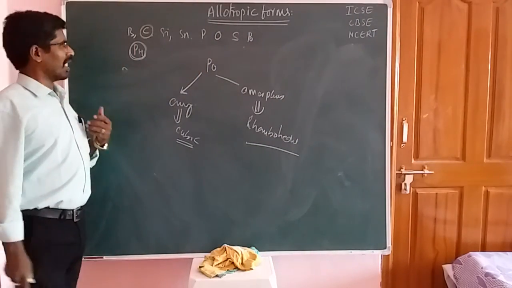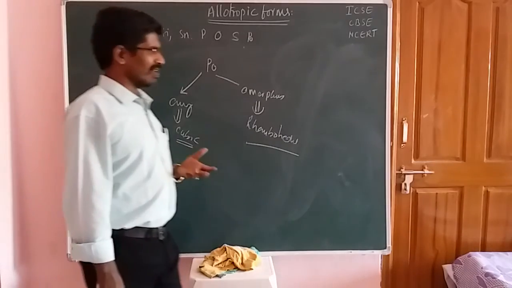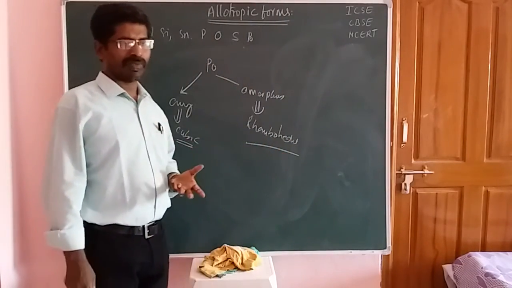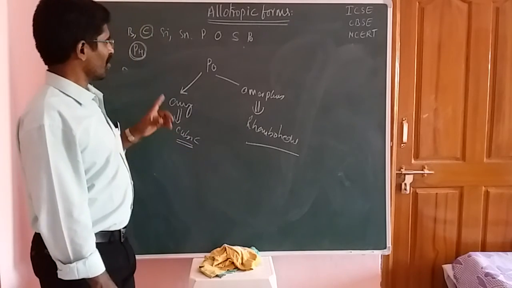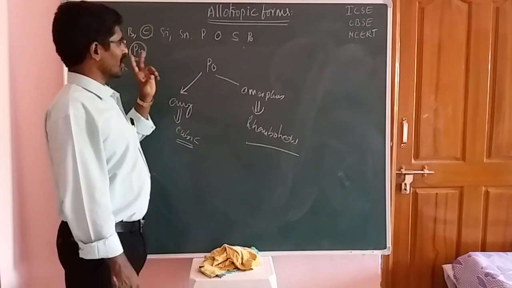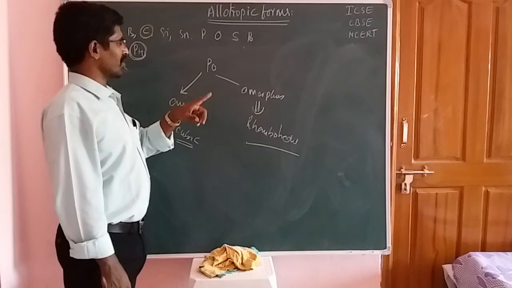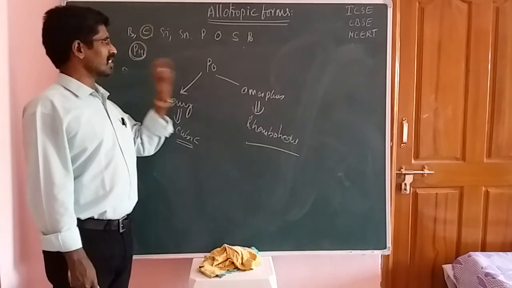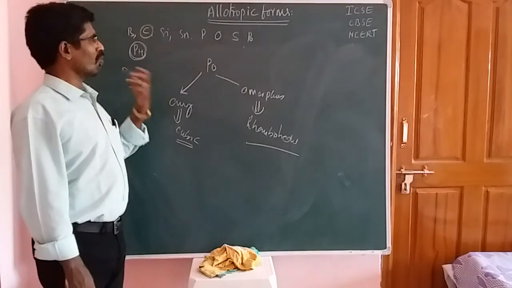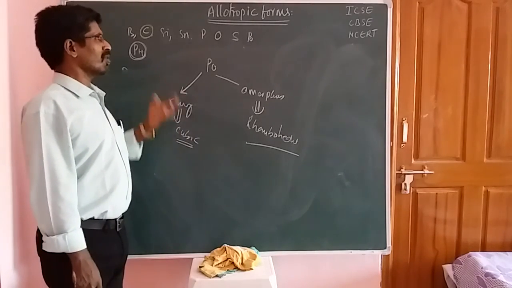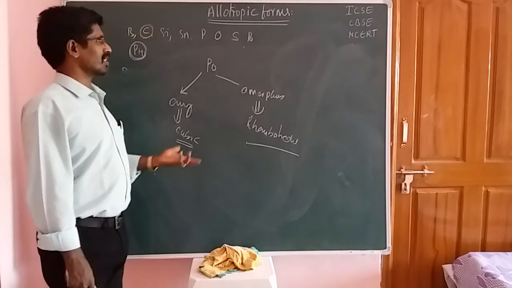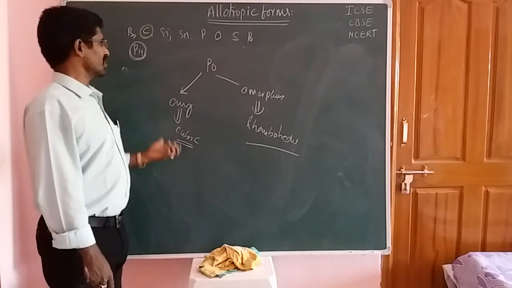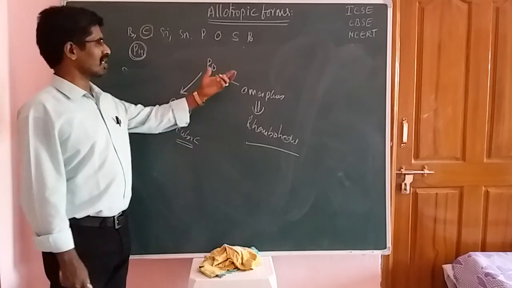Okay, students, next is sulfur. Sulfur has two types of allotropies: amorphous and crystalline. In crystalline, the first is rhombohedral and the second is monoclinic sulfur. Rhombohedral is also known as alpha sulfur, and monoclinic sulfur is beta sulfur. This one is octahedral in shape, and that is the S8 structure.